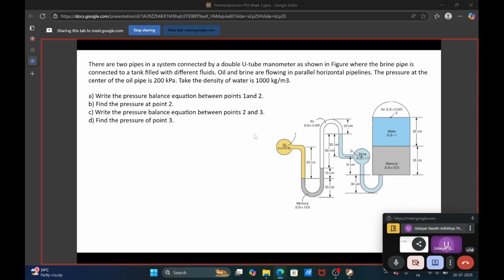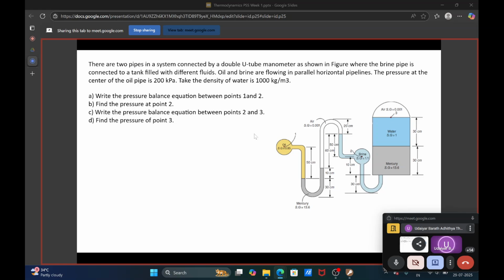So next question, again a pressure measuring problem, slightly a notch up compared to the previous one. There are two pipes in a system connected by a W-tube manometer as shown in the figure, where the brine pipe is connected to a tank filled with different fluids. Oil and brine are flowing in parallel horizontal pipes. The pressure at the center of the oil pipe is 200 kilopascal. Take the density of water as 1000 kg per meter cube.